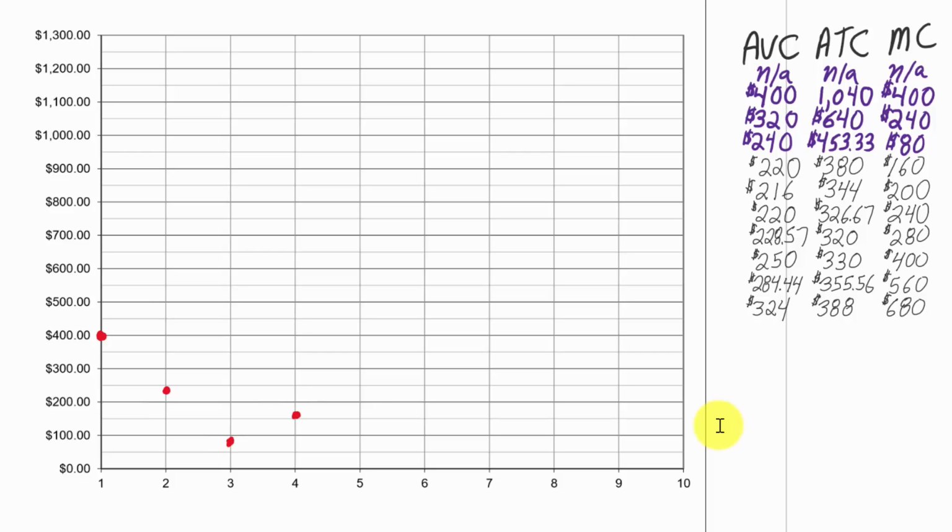$160, $200, $240, $280, $400 for the eighth unit, $560 for the ninth unit, and then $680 for the 10th unit. And we want to connect these dots with a line so that we can visualize what's going on there with marginal cost.